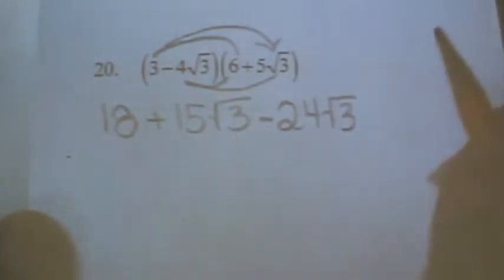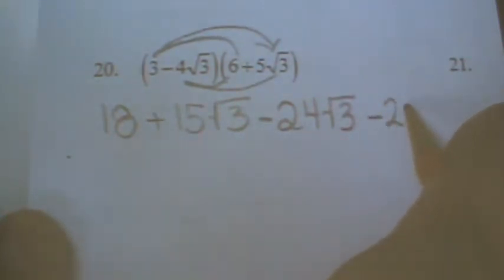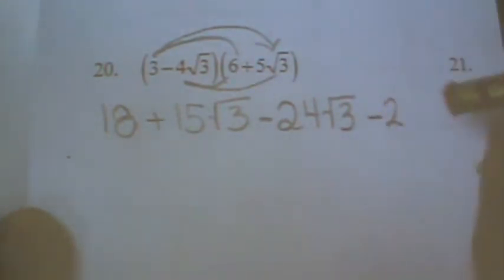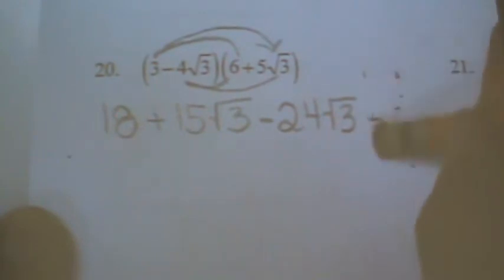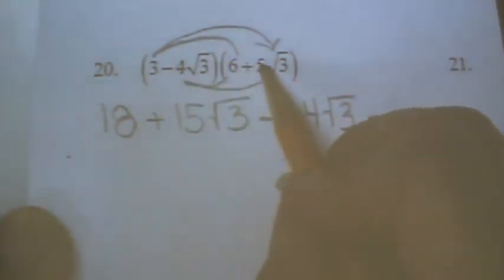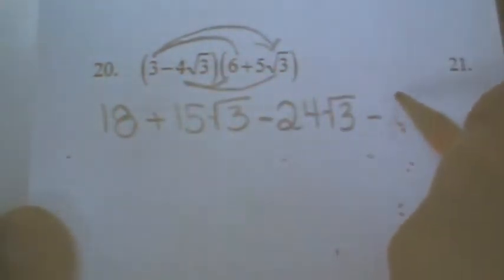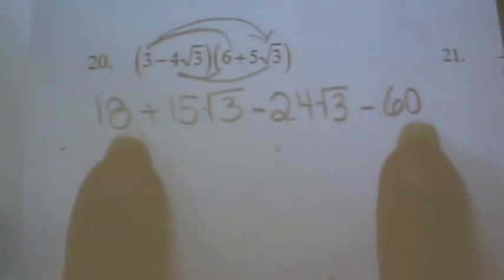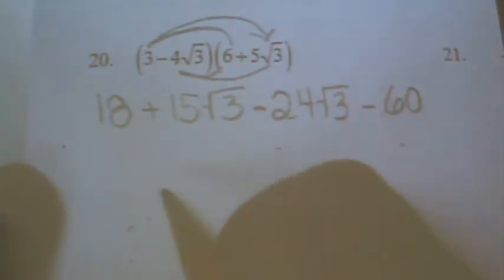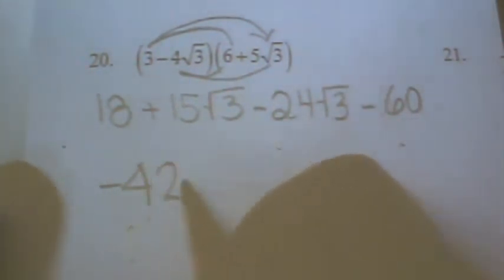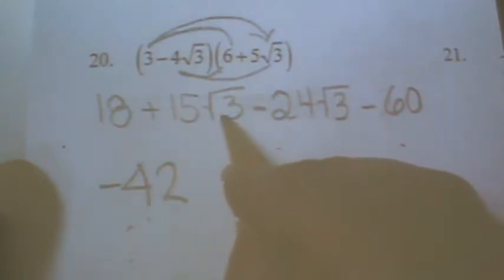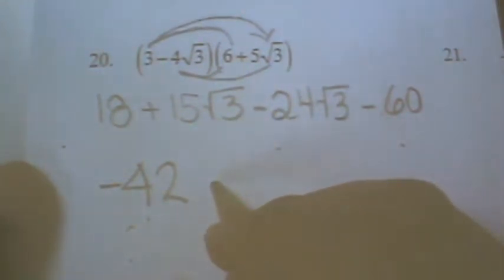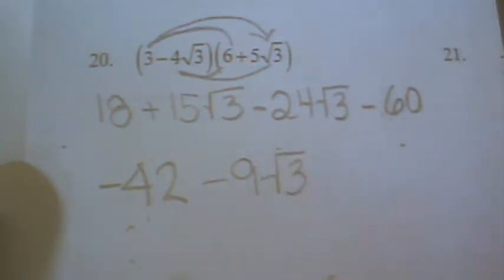And then this one. Negative 20 times root 9, which is, what's 20 times 3? 60. Okay, now these two go together. What's 18 minus 60? Negative 42, right? And then what about these two? 15 and 24. 9 and 3. Negative 9 root 3.